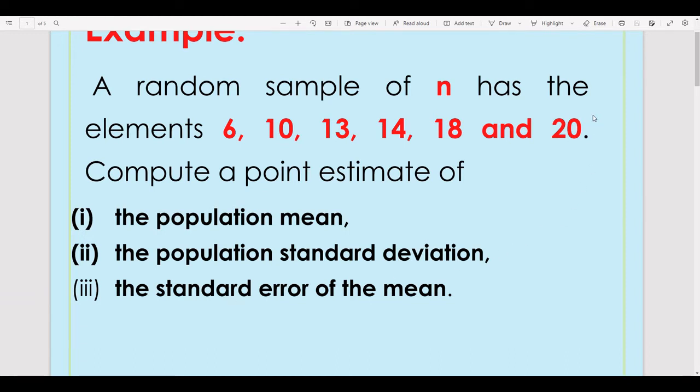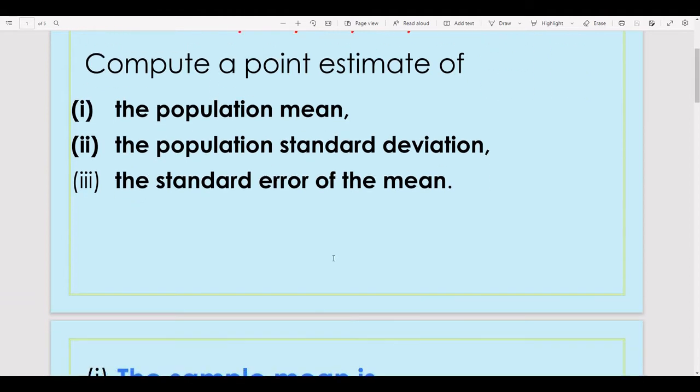So this is our question data, 6 observations represented by small n, and we calculate point estimate about mean, standard deviation and standard error of mean.